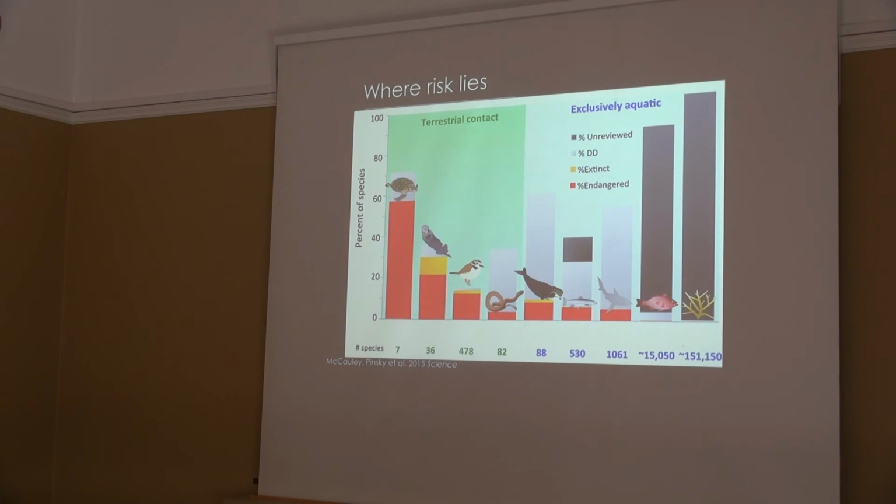Of those species at risk of extinction in the ocean, they tend to be those that come in contact with land at some point in their life cycle. Again, they come closer to humans, including sea turtles and marine mammals, birds, and reptiles. On the other hand, in gray, we see that, especially for marine fish and marine invertebrates, a lot of species we just don't know much about their status. This is from the International Union for the Conservation of Nature, their assessment of extinction risks.